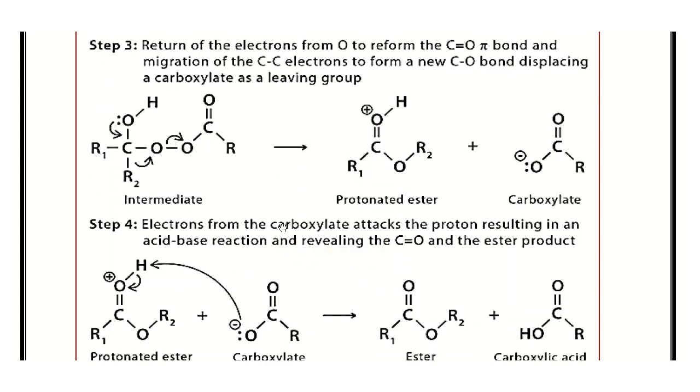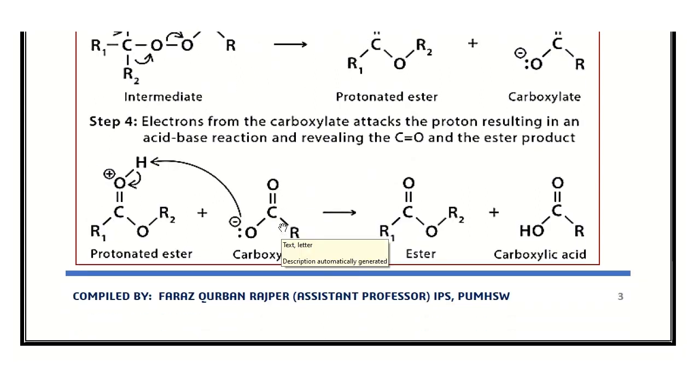So this was the most important step. In the final step, the protonated ester was converted into the ester due to deprotonation, because this proton is being removed and taken by the electron from the carboxylate, and it gets converted into carboxylic acid and ester. So this was the detail about the reaction mechanism of the Baeyer-Villiger oxidation.